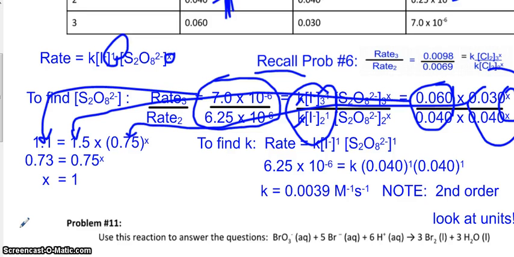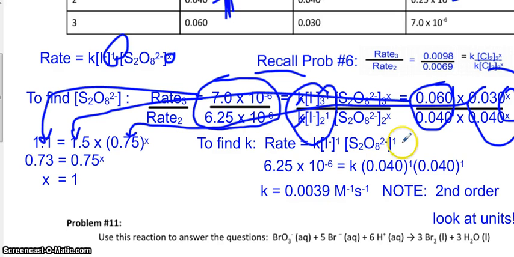So 0.73 equals 0.75^x. If you take the log of 0.73 divided by the log of 0.75, your answer was 1.09. Really, really close to 1. You could also say 0.73 itself is very close to 0.75. So 0.75 raised to the first power is itself. So we're going to say x equals 1 in this problem. And so it means it's first order in the S2O8 -2.